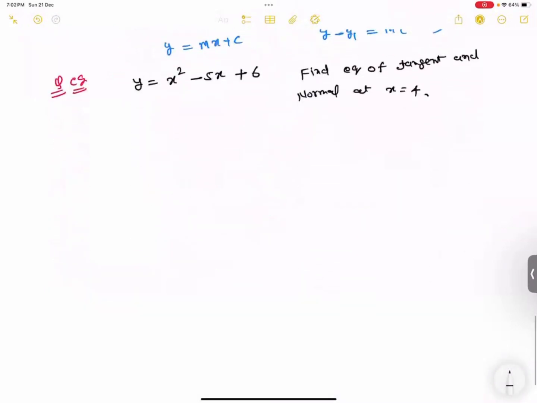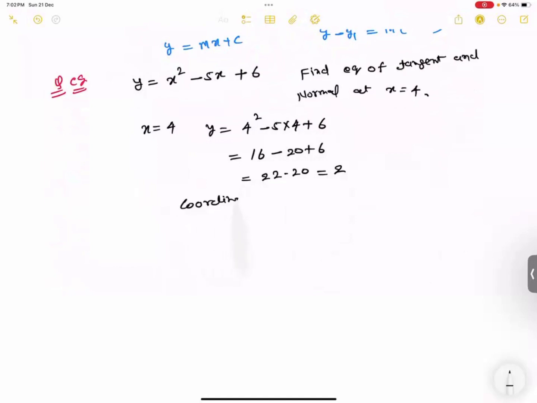All right, so what we have to do here, first we need to find the y element. So I have x is equal to 4. So what is the y value? We have to substitute this 4 in the equation. 4 square minus 5 times 4 plus 6. So it gives 16 minus 20 plus 6. That's 22 minus 20 equal to 2. So the coordinate where we want to find the tangent is 4 comma 2. Right?